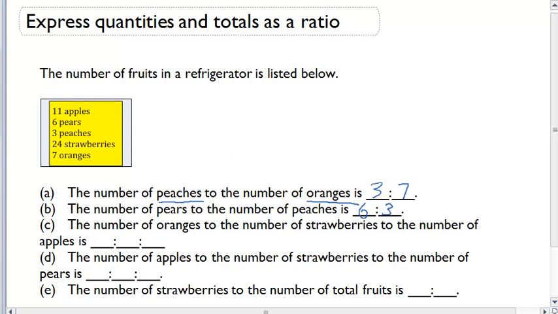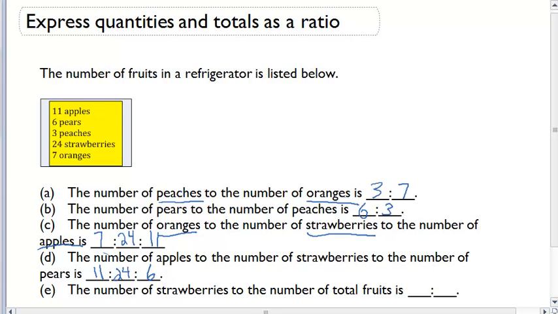The first one, part C, wants oranges, then strawberries, and then apples. So if we use our table, oranges is going to be 7, strawberries 24, and apples 11. Okay? And again, question D asks for something similar. It asks for 3 quantities. First, it wants the number of apples, 11. Then it wants the number of strawberries, 24. And lastly, it wants the number of pears. So that's going to be 6.